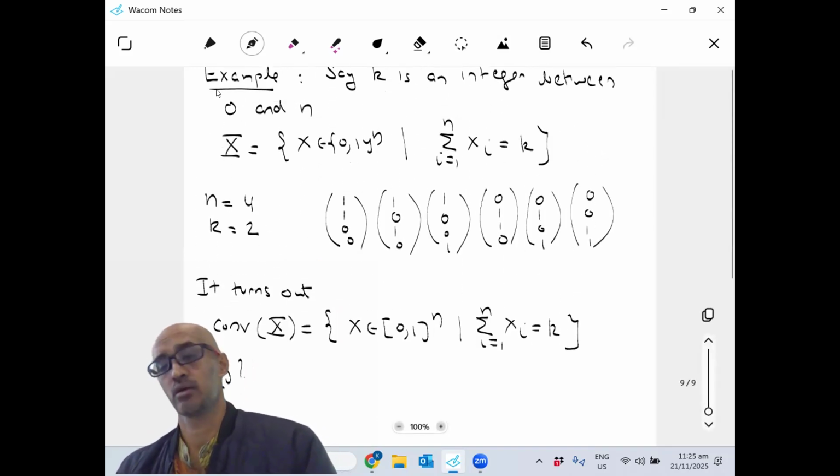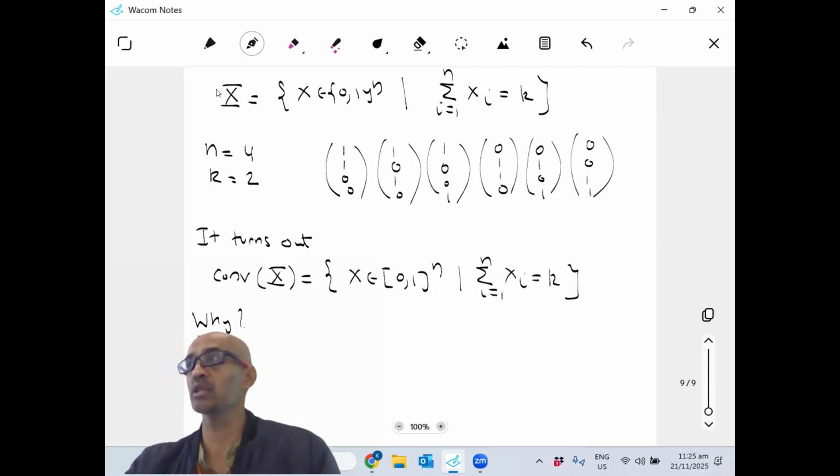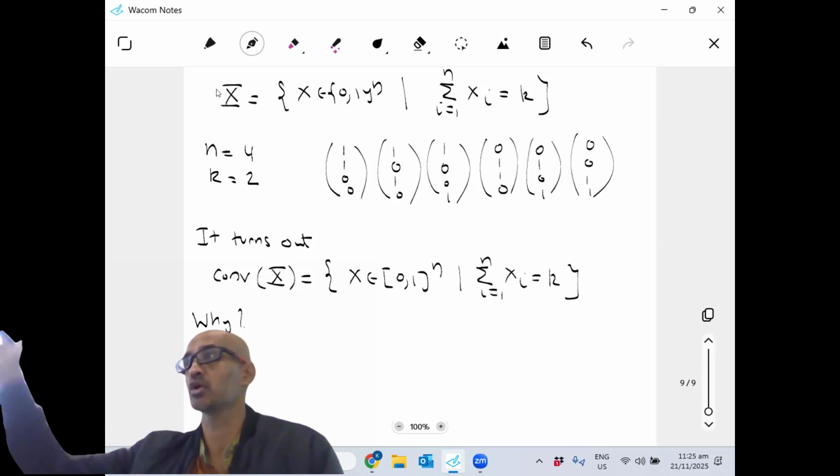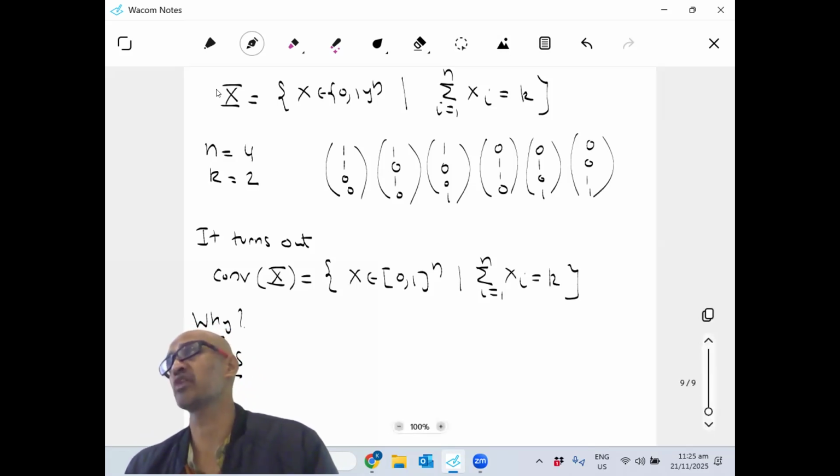Why? Okay. Think of what a basic feasible solution is. So this is a set, right? This is a polyhedron. Okay, what is this polyhedron? Xi between 0 and 1 and the sum of xi is equal to k. So what does a basic feasible solution look like? An extreme point of this polyhedron is a basic feasible solution.